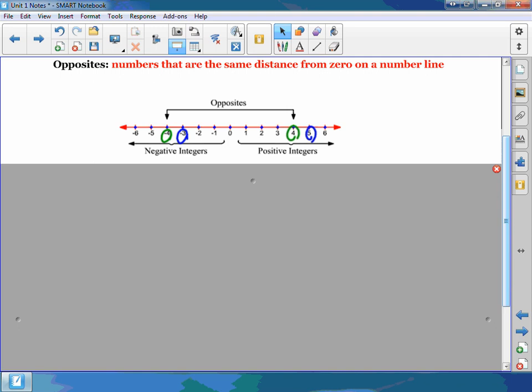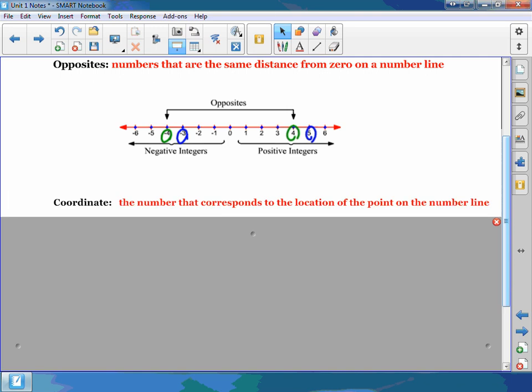A couple more quick definitions here. Coordinate. We talk about coordinates when we're talking about graphing on a number line, which we will be talking about in this section a little bit, and more so when we get into this next term, inequalities. But a coordinate is simply the number that corresponds to the location of the point on the number line.